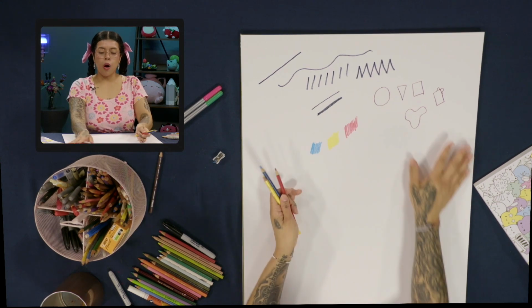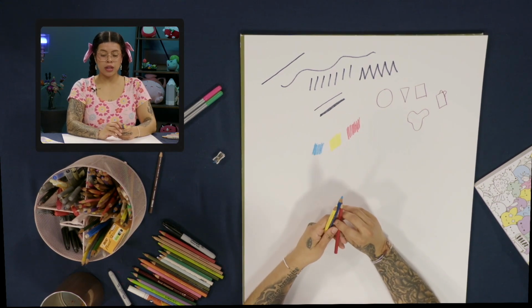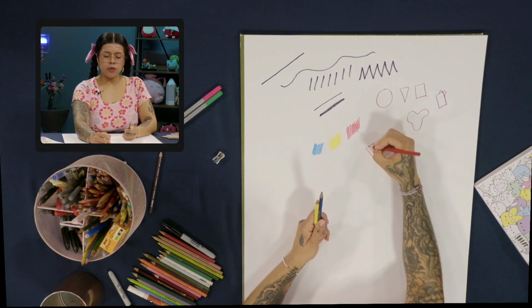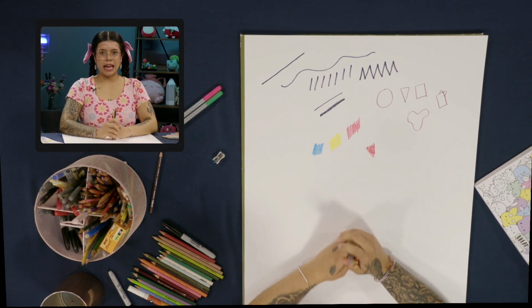Now, you can incorporate all 3 things together in order to engage with this lesson. So I'll make a red triangle full of jagged lines that are very thick, and maybe that represents anger to me. Let's try it out.